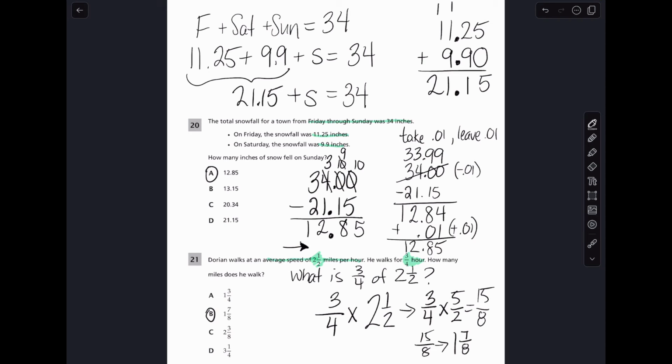Okay, so the key to this one was just being able to recognize that this is what they're asking, and I can represent this with multiplication. And then I'm just using my fraction skills to multiply and then change between mixed numbers and improper fractions, and I just have to be fluent to change them back and forth. All right, hit pause and jot this one down in your notes.